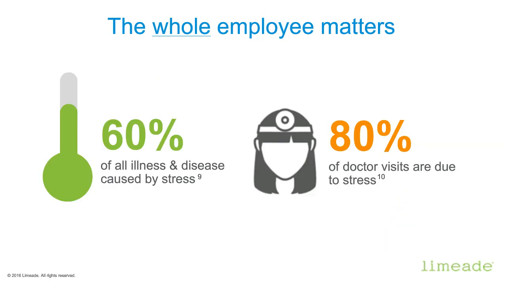Stress is one of the main ways that we talk about the whole employee, meaning that you can feel stress from all different aspects of your life, and that stress has a real dollar implication. So 60% of all illnesses are really caused by stress, and most doctor visits are because of stress. So we're seeing that stress, which can come from financial stress, from work stress, or from things happening in your personal life and your relationships, can come from all the different aspects of yourself, and there are real dollar values that we can start associating with stress.